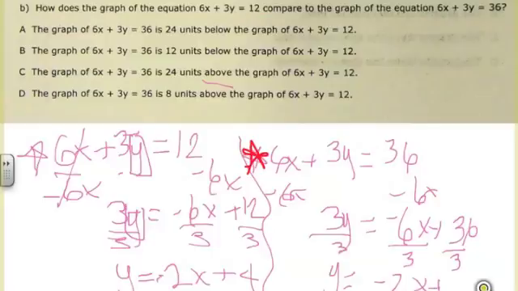Oh my goodness, it's hard to do this without a stylus. On the first one, my y-intercept is plus 4, and on the other one my y-intercept is plus 12, which would be a lot farther up on the line. So 6x plus 3y equals 36 is 8 units above the graph. From 4 to 12, that's a difference of 8. So that's got to be my answer.